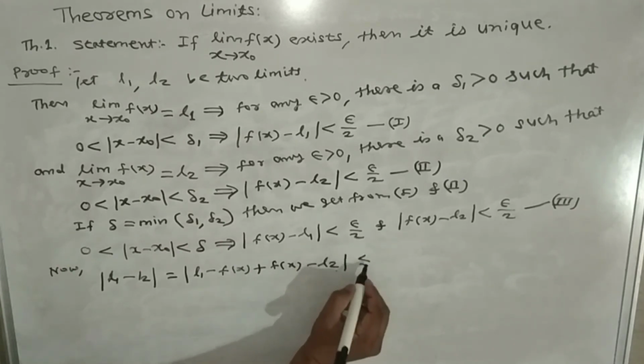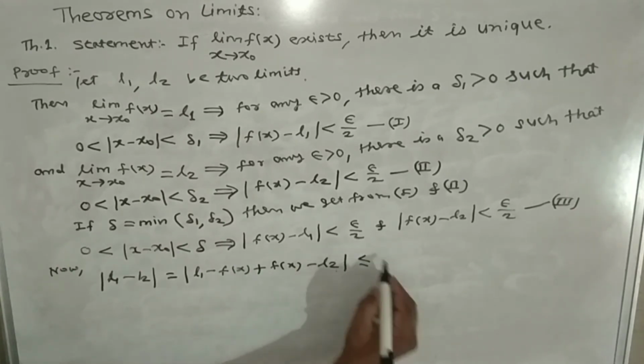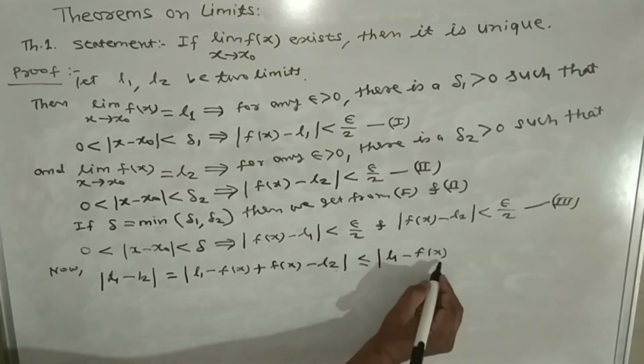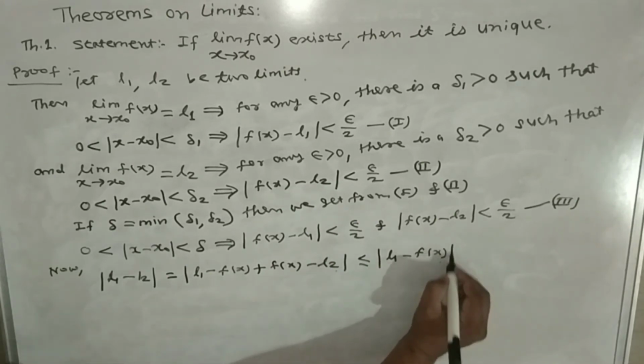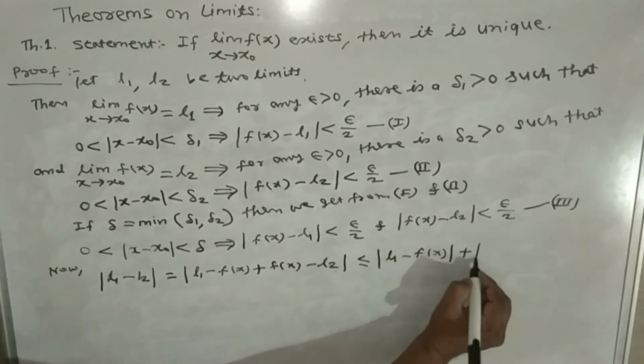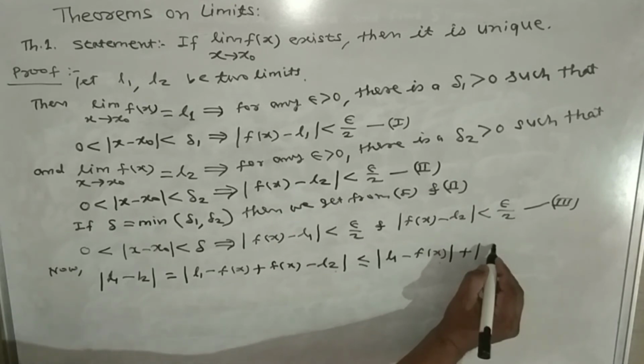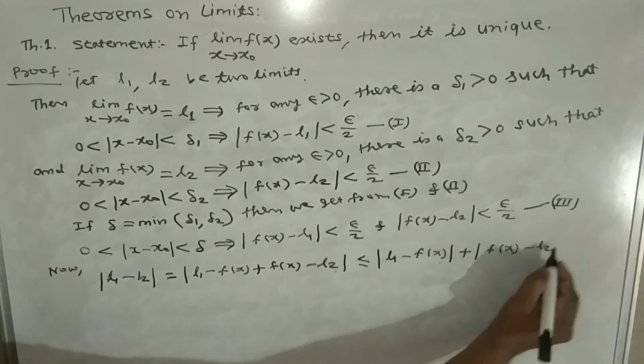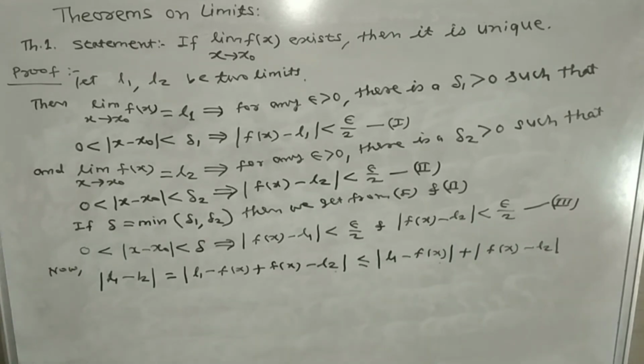This mod L1 minus L2 we can write in this form, and this is less than or equal to what we get? We get mod L1 minus f of x plus mod f of x minus L2.